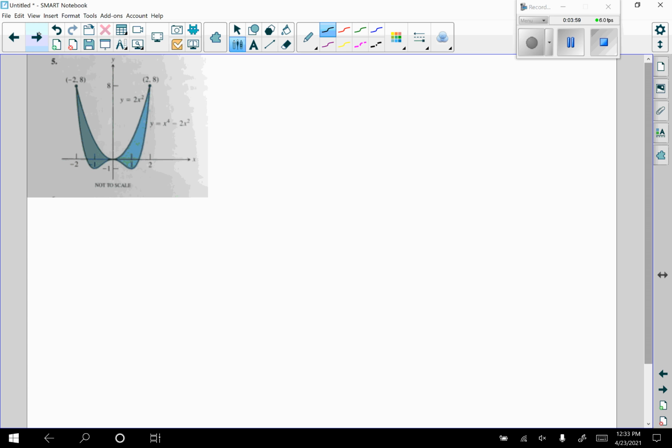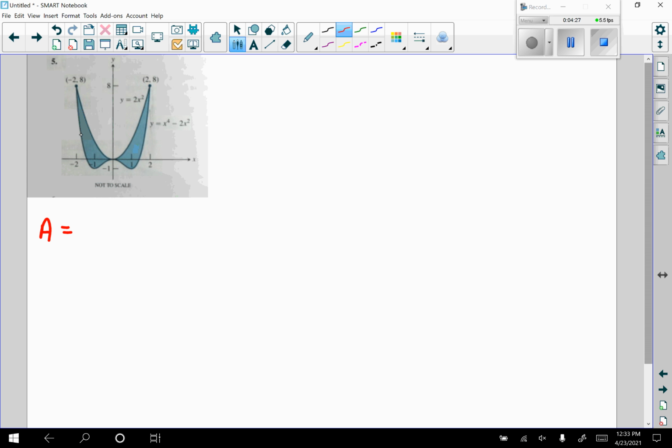All right, so next we're looking at number 5. So if we notice, this top curve here is y equals 2x squared, and then the bottom one is y equals x to the 4th minus 2x squared. So there's a couple ways we could set this up, but everything is still with respect to x. So we'll say the area. Now notice there's symmetry here. So we could set this up.